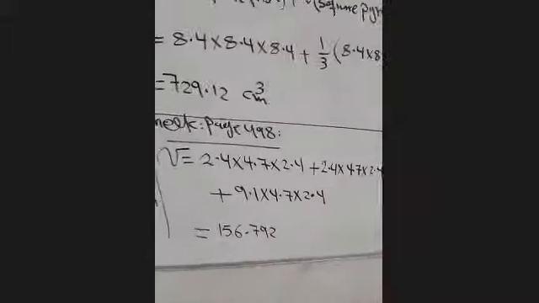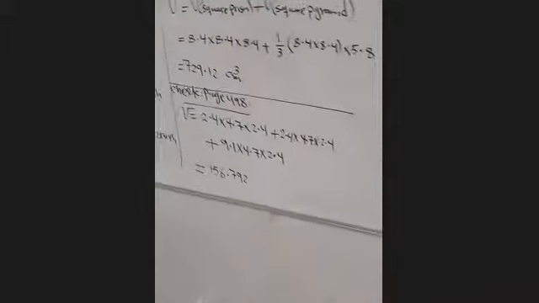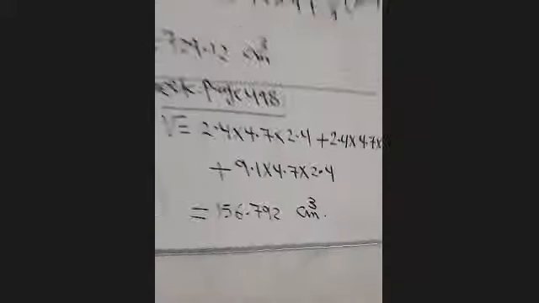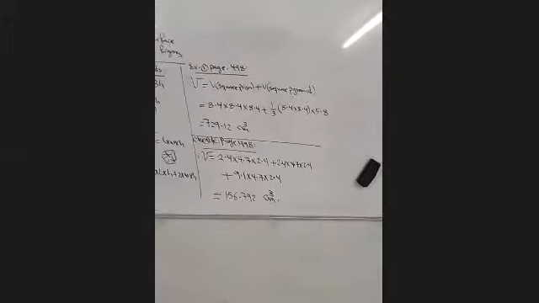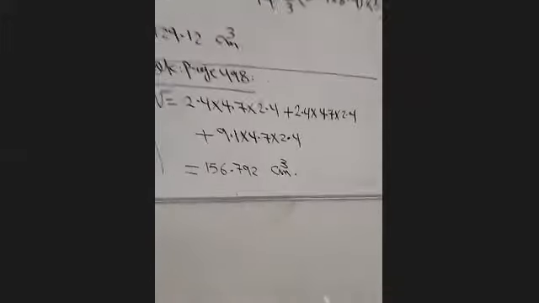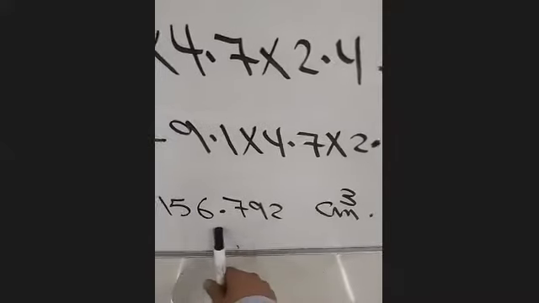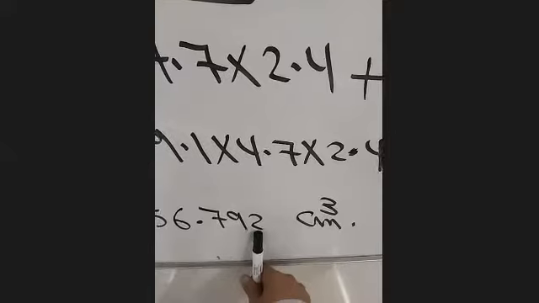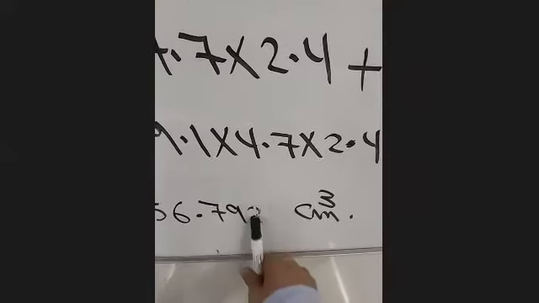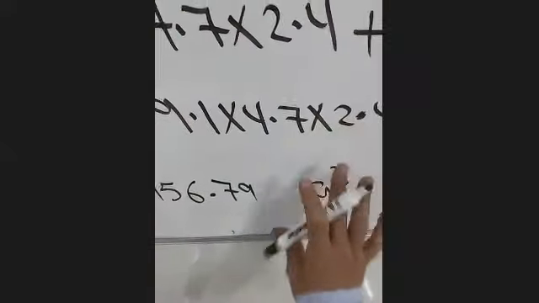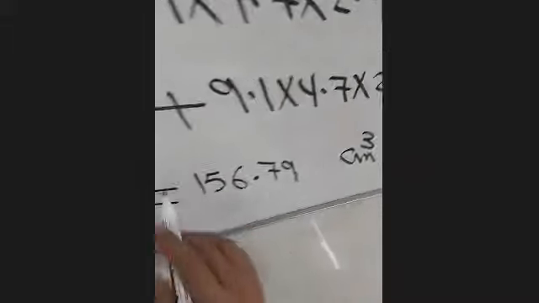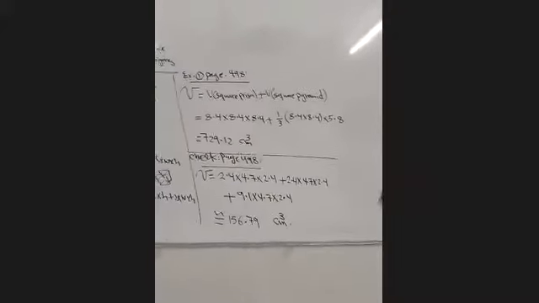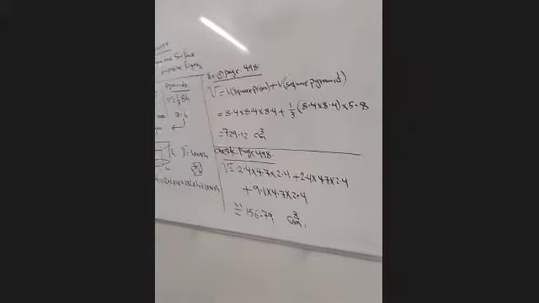What's the unit here? The unit of volume. What's the unit? Centimeter cubed. Cubic. They said round to the nearest hundredth. So to the nearest what do they want us to round? Hundredths. This 9, after it 2 is still 9 and the 2 is gone, right? So the final answer rounded to the nearest hundredth is 156.79 centimeter cubic.